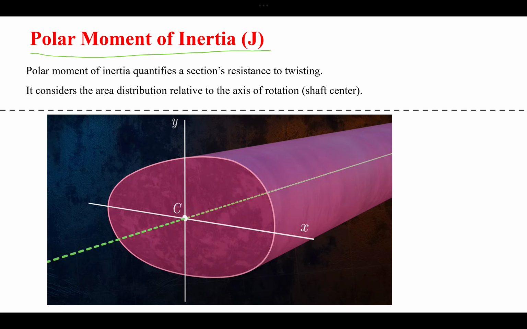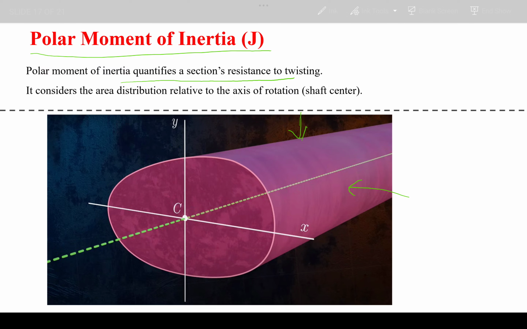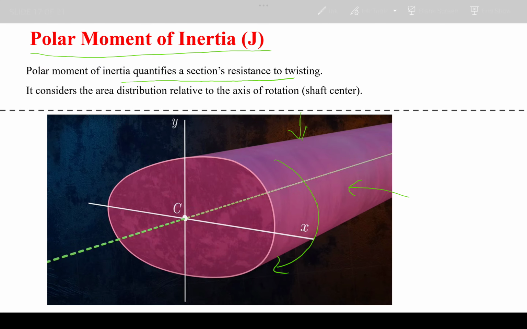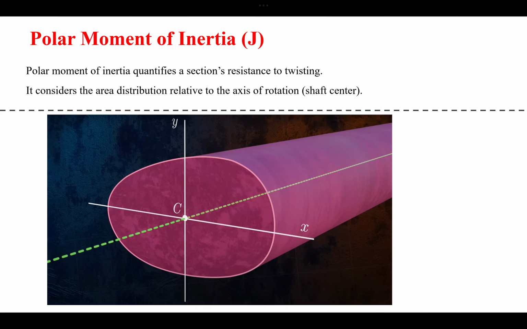Alright, now taking the same concept into the polar moment of inertia J, which we are using in the angle of twist. It is the same concept, but it quantifies the section's resistance to twisting. So instead of bending or applying some force on this, we are trying to apply a torque, trying to create a twist in this case. Whatever the resistance to the twist will be, that will be quantified using the polar moment of inertia.